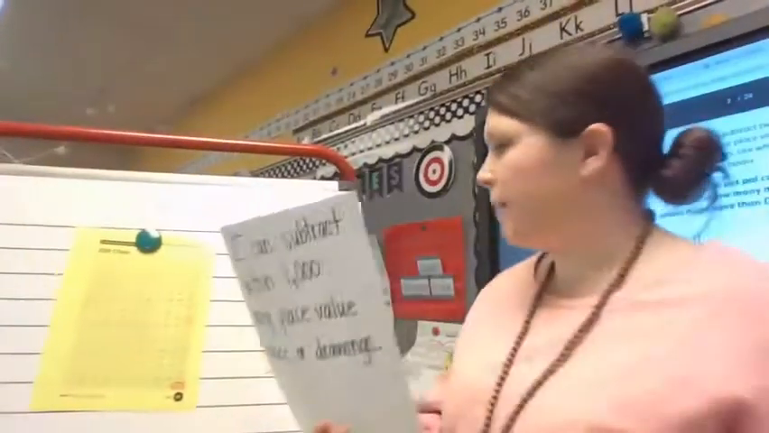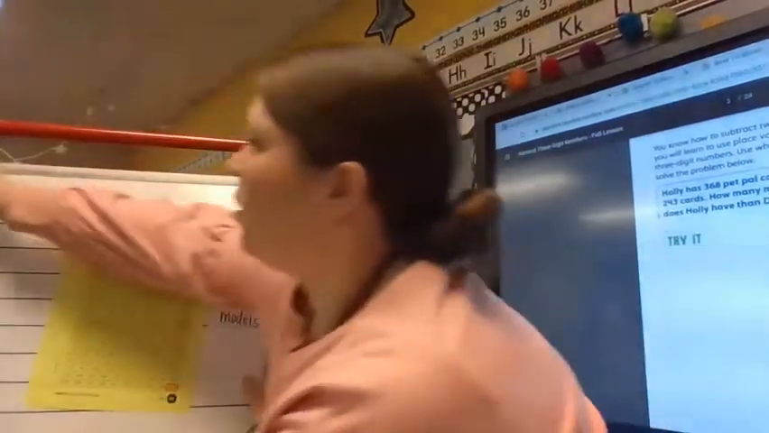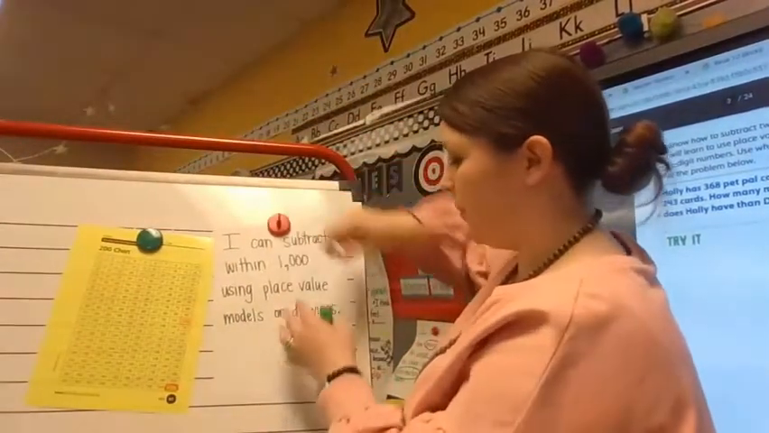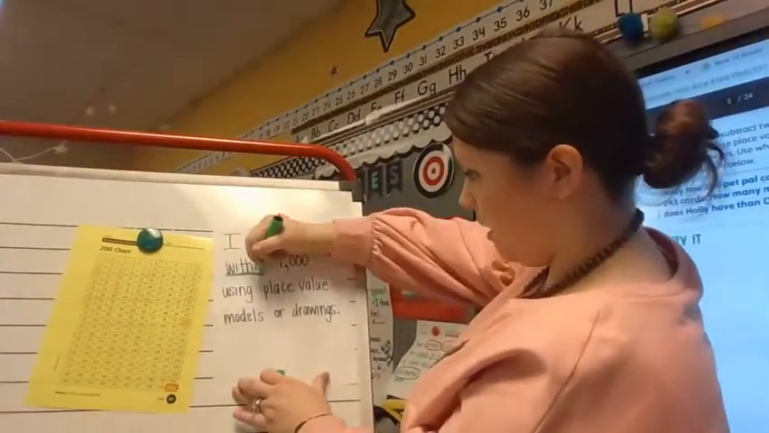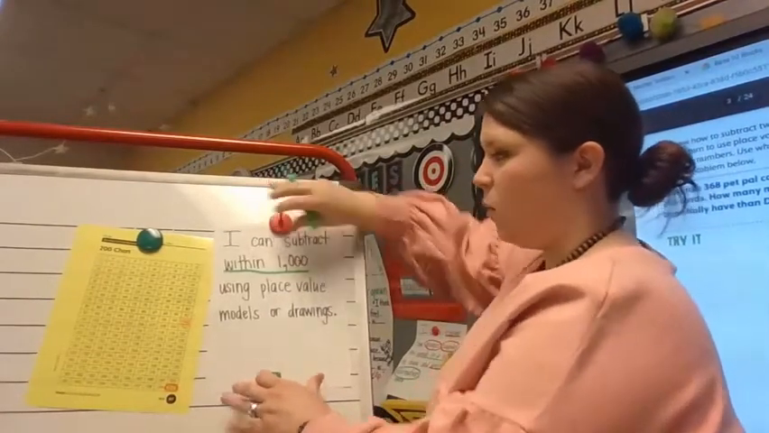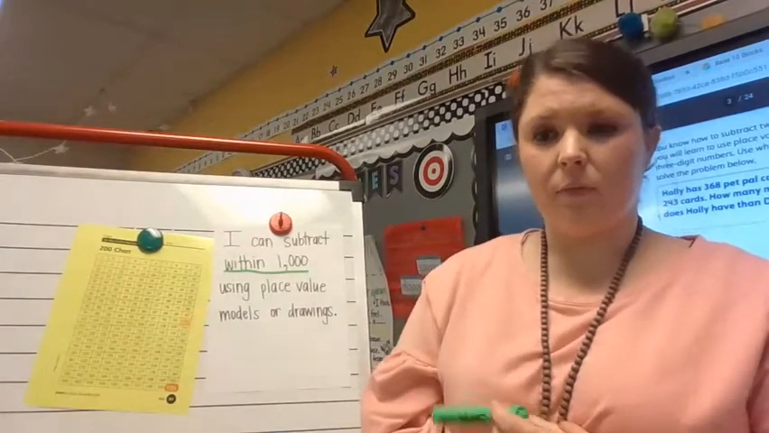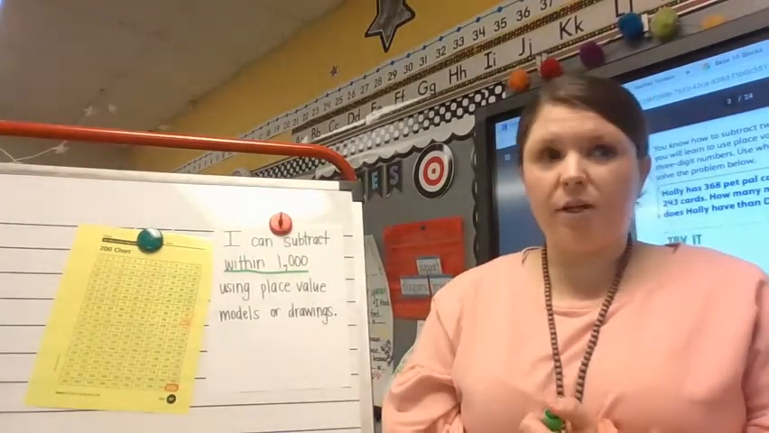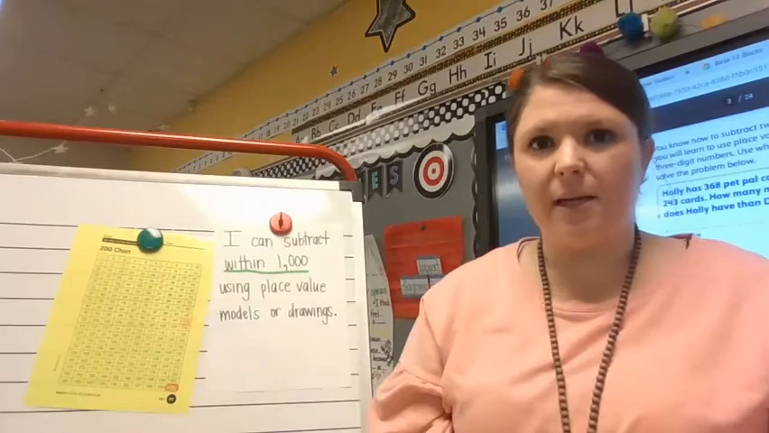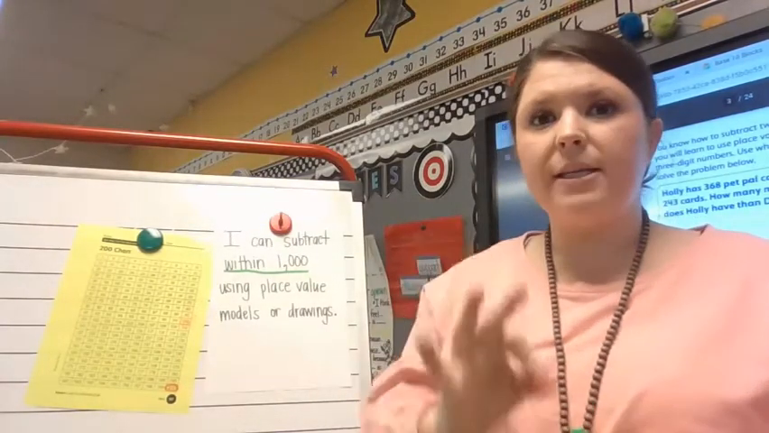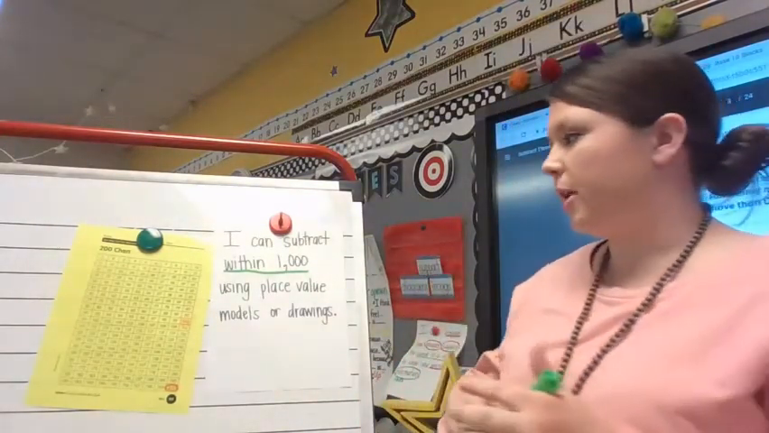So you see, I told you there are a lot of things that are the same in this learning target. Some things that are the same in this learning target and our learning target last week is within 1,000. What does within 1,000 mean? All the numbers that are less than 1,000, right? So the 1-digit, the 2-digit, and the 3-digit numbers.